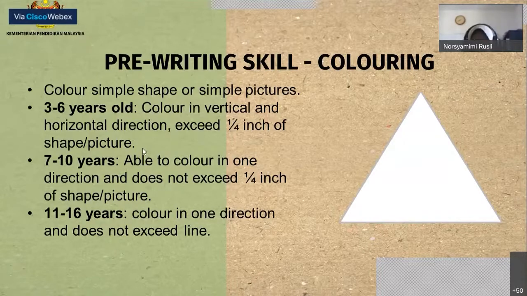For 7 to 10 years, the child is able to color in one direction and does not exceed 1/4 inch of the shape or picture. For 11 years and above, it is expected that the students can color in one direction and does not exceed the line. So he or she can color beautifully for age 11 years and above.